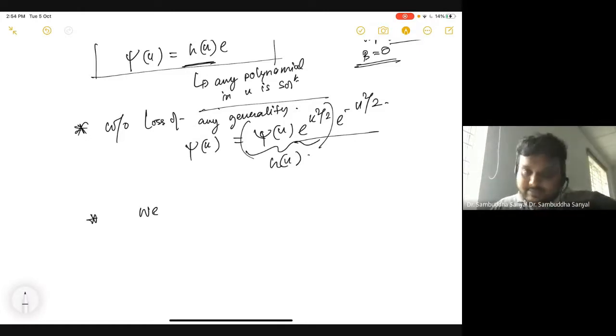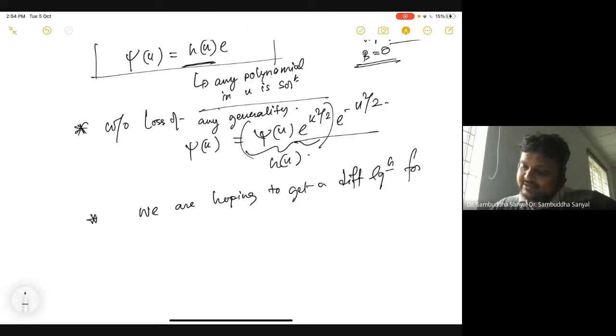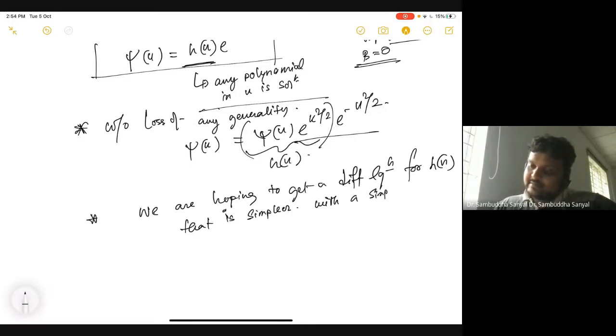So we are hoping to get a differential equation for H(u), which we want to solve and know the precise form of H(u). And we are also hoping for H(u) that is simpler, because that way the solution is simpler. The equation is simpler with a simpler solution. That is what we are hoping. Let's see whether we get there.